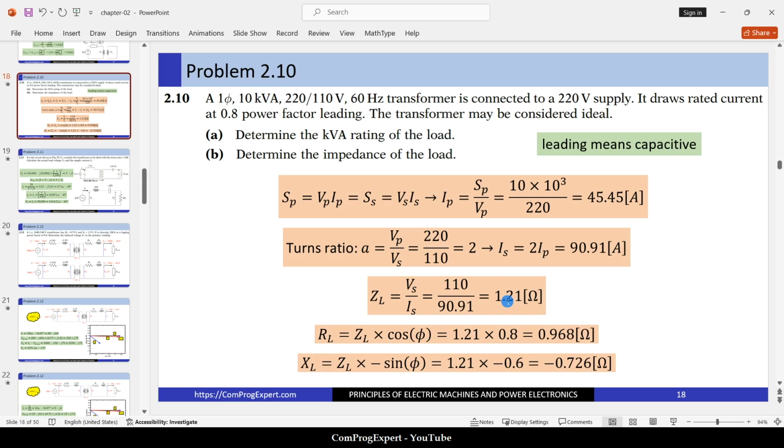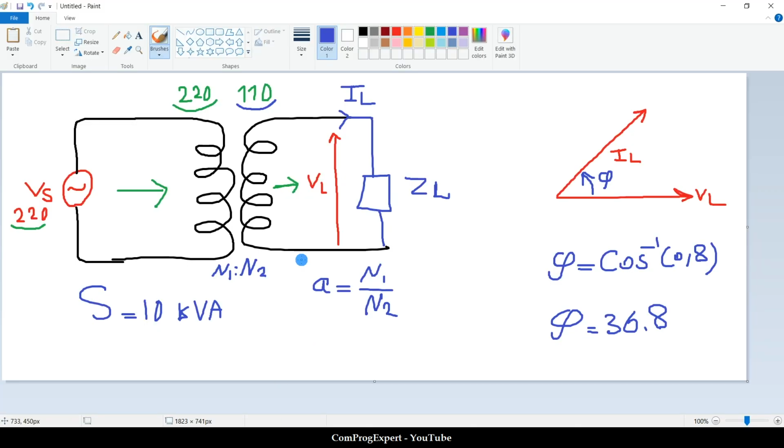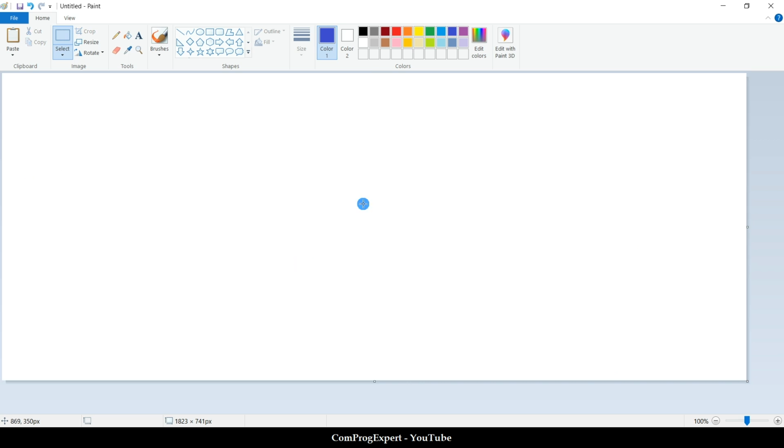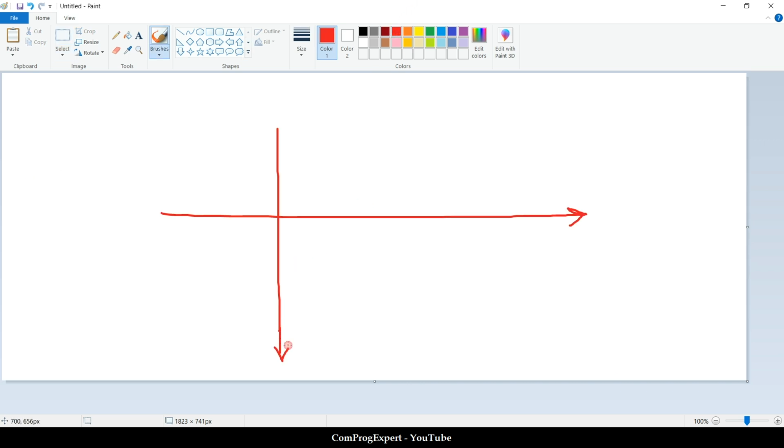So what is the value of the resistance and reactance? Actually, the components of the impedance, we can use these two equations. We know the power factor, so we calculated the phi. Then we can calculate the resistance and reactance of the load. So you know that, here is the complex plane. This is ZL.